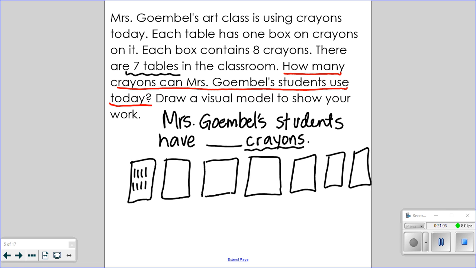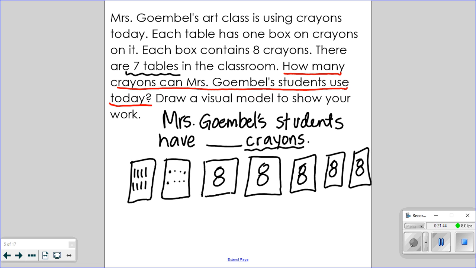I could draw 8 dots. That would be fine. Because this is a lot, and there are a lot of dots, if you just want to write the number 8, that's fine too. All of those are fine options. Pick what works for your brain. If your brain likes it to look like crayons, do the tally marks. If you like the dots, go for it. If you would rather just put the number in, that's fine too. Pick what works for your brain and go for it.